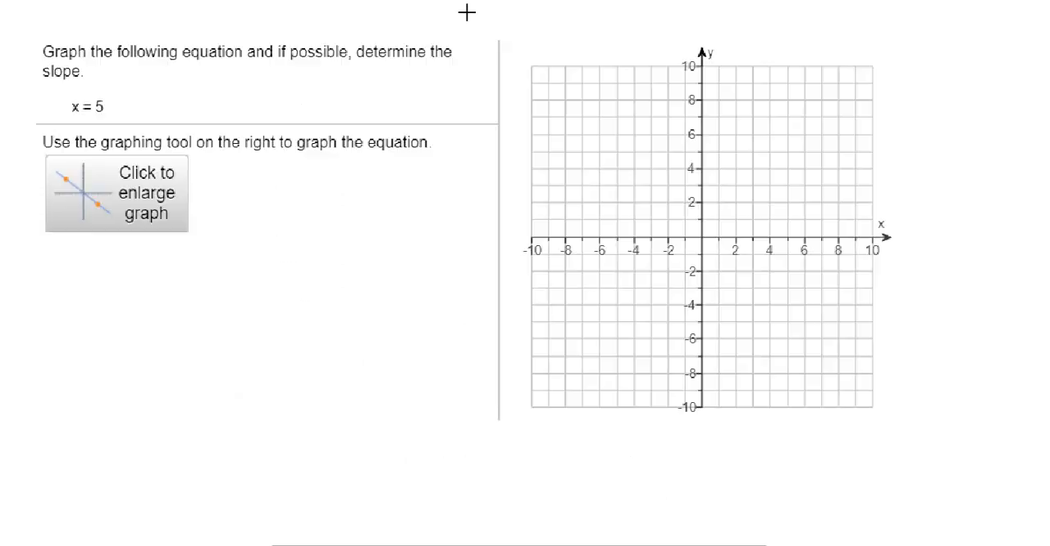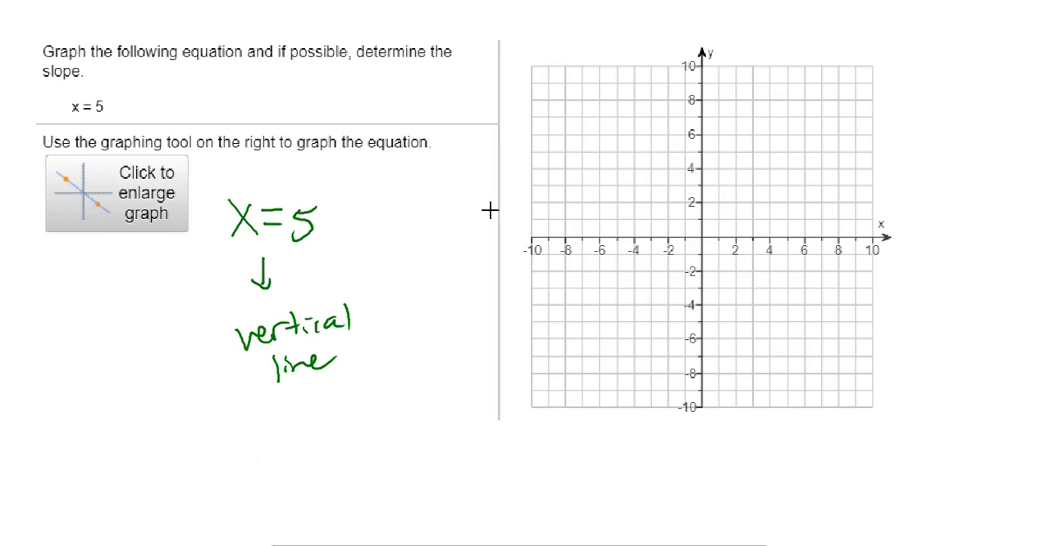Let's take a look at a couple of examples. We have here x equals 5. So if it's x equals a number, this will be a vertical line. So I'm going to write that out. Now I want to graph this vertical line, and the vertical line I'm looking for are all the points that have an x-coordinate of 5.